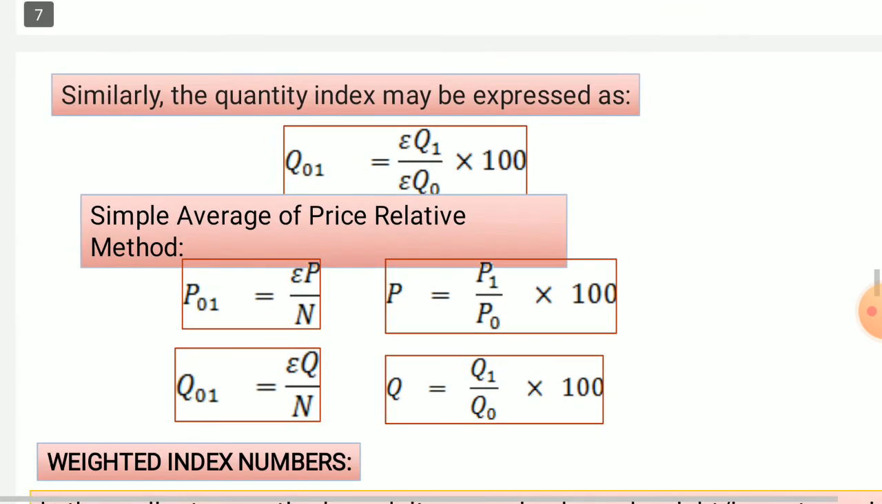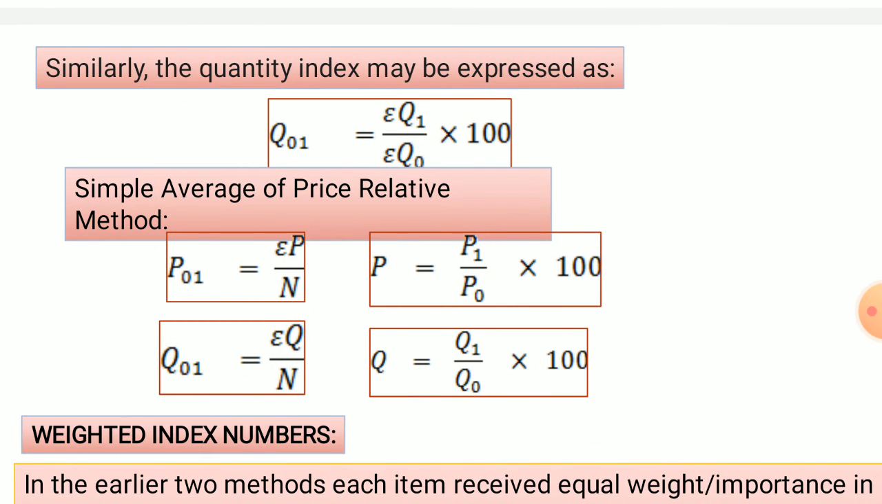Similarly, the quantity index may be expressed as Q01 is equal to sigma Q1 divided by sigma Q0 into 100.